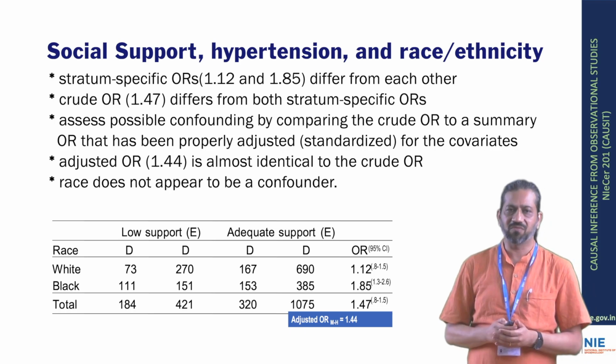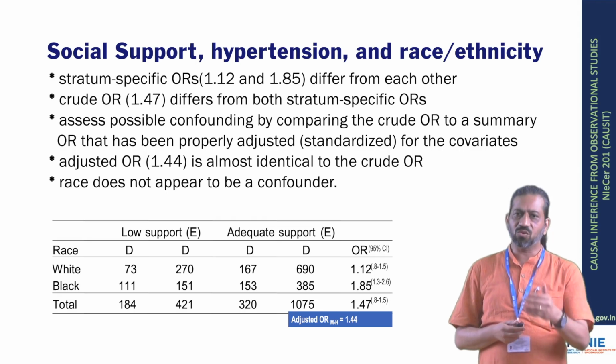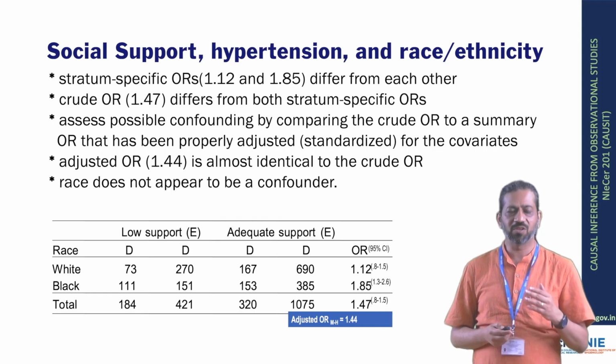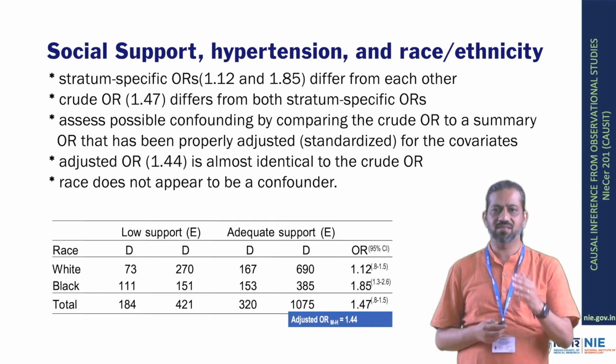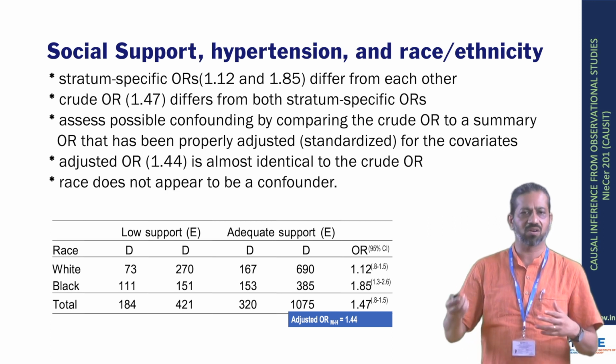But here, what we have identified is that at least in terms of confounding, the crude odds ratio is not confounded, is not biased because of race. And hence, we can report the crude odds ratio of 1.47 or 1.5.